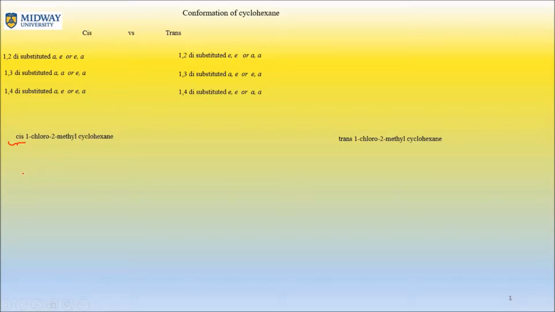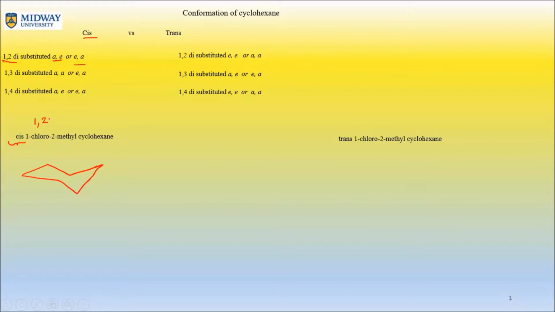So draw a cyclohexane first. That's your first point of order in doing this problem. Now, one is with chloro, so that's where you start. So 1-chloro, 2-methyl, so it's a 1-2 relationship. And what is cis? 1-2 cis is axial equatorial.